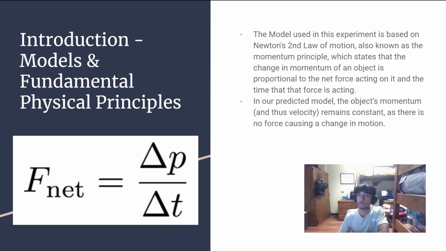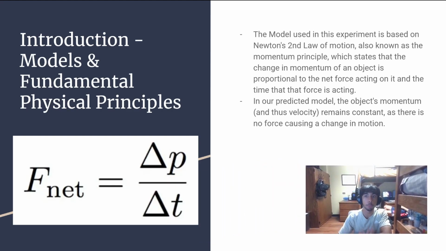The model used in this experiment is based on Newton's second law of motion, also known as the momentum principle, which states that the change in momentum of an object is proportional to the net force acting on it and the time that the force is acting. In our predicted model, the object's momentum, and thus velocity, remains constant as there's no net force causing a change in motion.